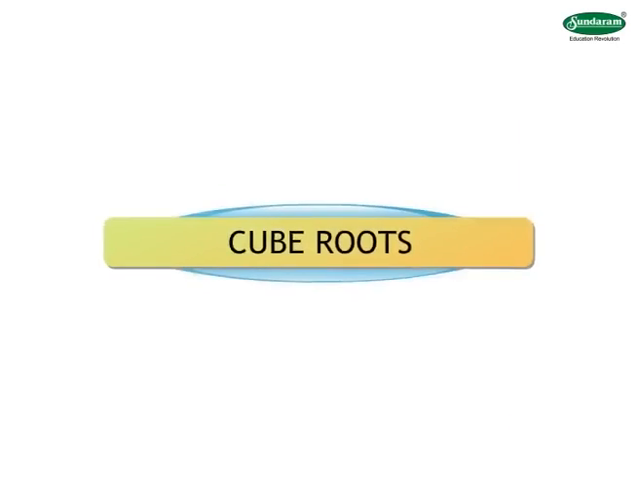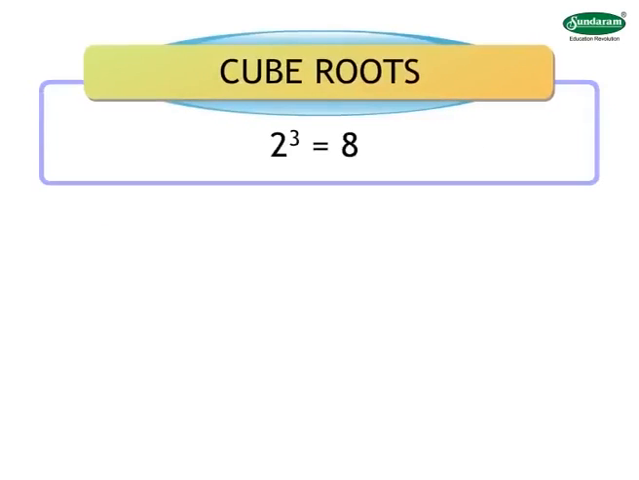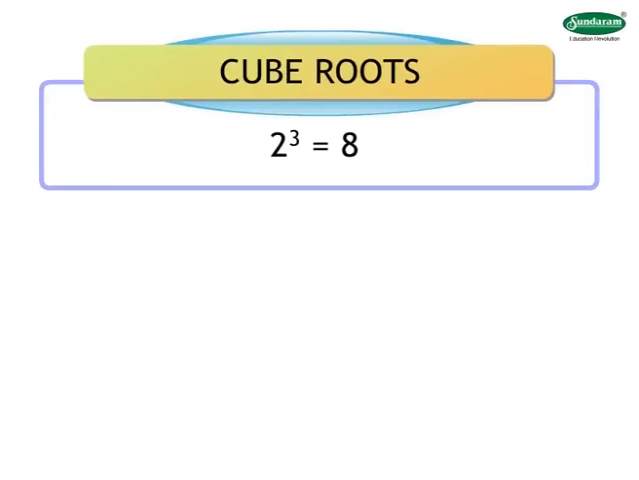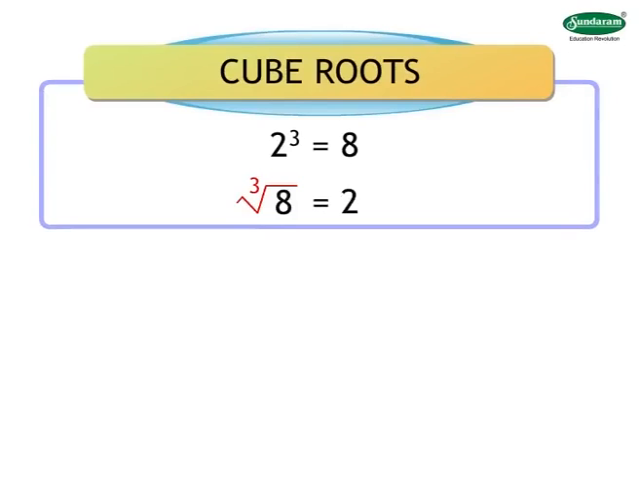Now let us go ahead with the cube roots. When we say 2 cube is equal to 8, it means 8 is cube of 2. Therefore, 2 is cube root of 8, and it is written as cube root of 8 is equal to 2. This symbol is used to denote cube root of. In the above example, we can say cube root of 8 is 2.